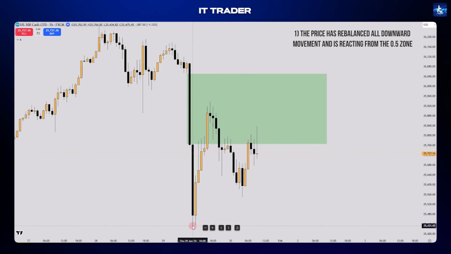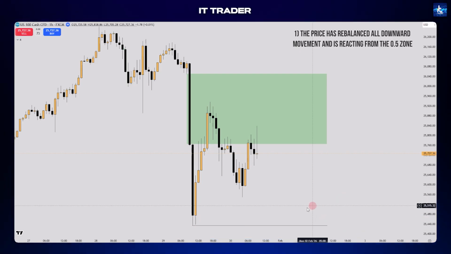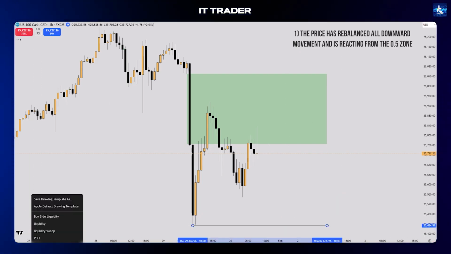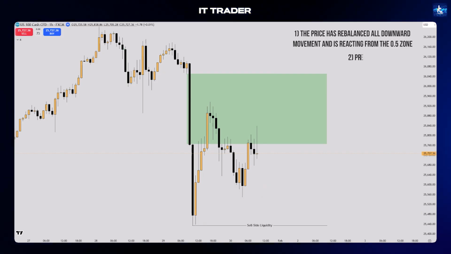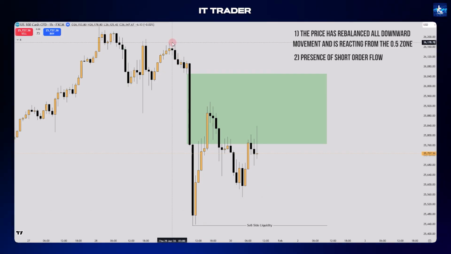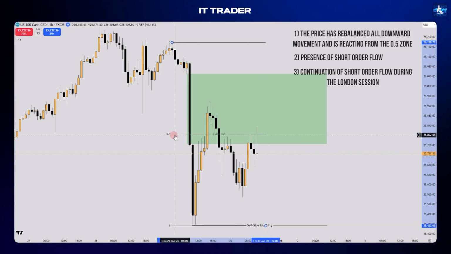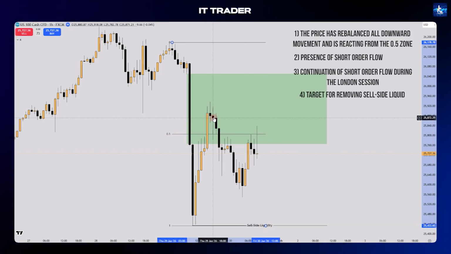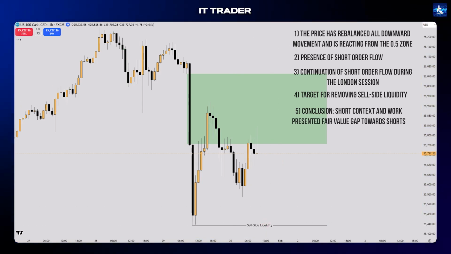In this case, for the current day, we see that the price has rebalanced all the downward movement, reached the zone above 0.5 according to Fibonacci, and reacted to the fair value gap. Furthermore, during the Asian session, we can see a short order flow. During the London session, this short flow continued, and the market again gave a short reaction. All these factors indicate that we are in a short context.